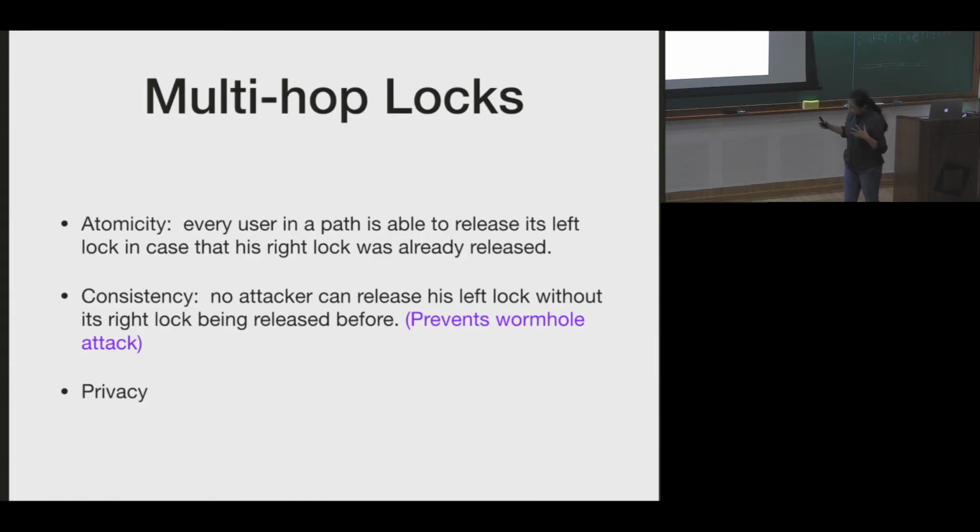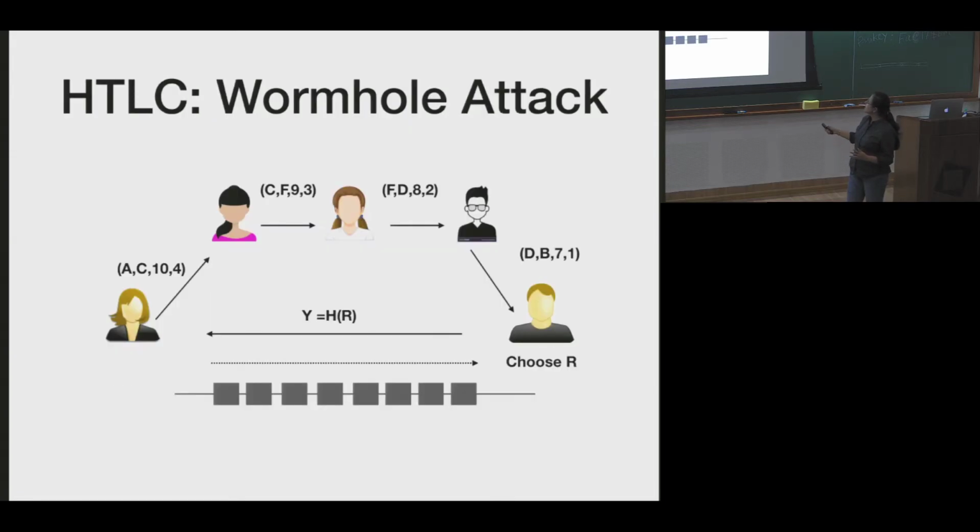And now I'm coming to one of the countermeasures to this sort of attack, the wormhole attack. This is where you have not just time locks, you have what are called multi-hop locks. What we want out of multi-hop locks is the same as before. We want atomicity, meaning that every user is able to release its left lock in case its right lock works fine. In the previous case, left means this side and right means this side. The simple thing is that I get something and I give something. So that should work in practice.